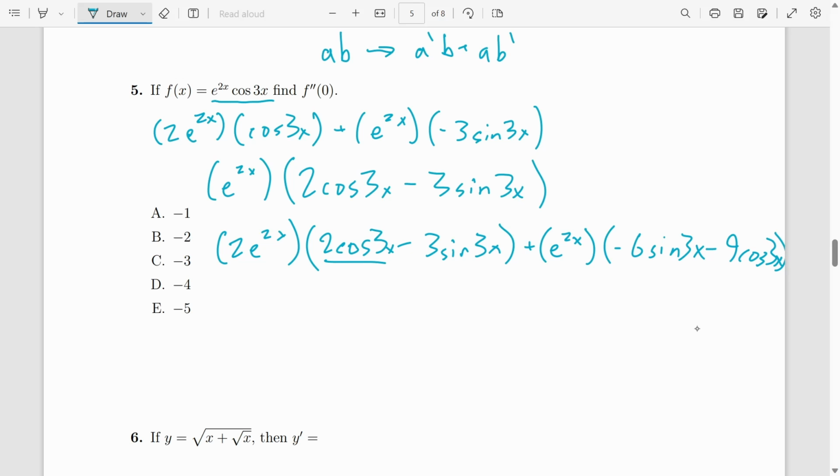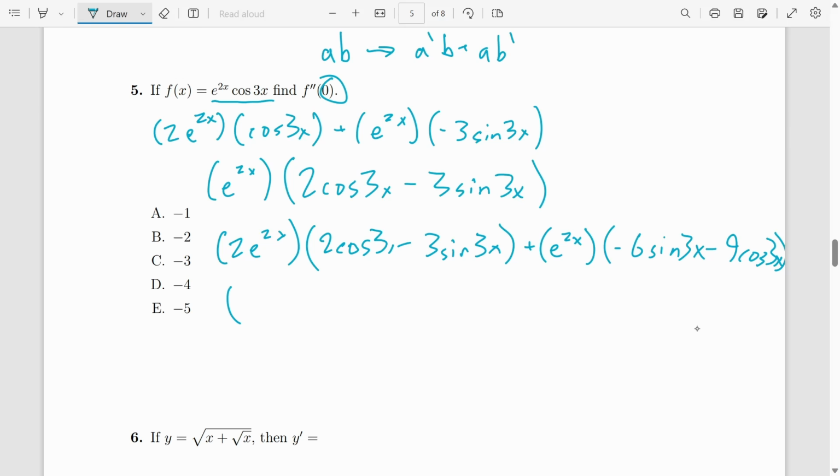All right, so now we're here. Now that our next step is to just plug in 0 for x, let's not do any more simplifying. Let's not do any additional work. Let's just plug in 0. So plugging in 0 for x, this becomes 2e to the 0.